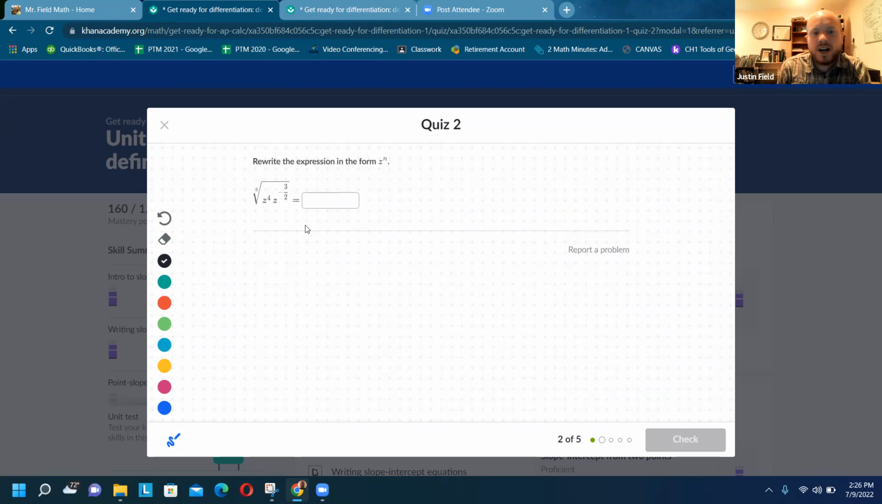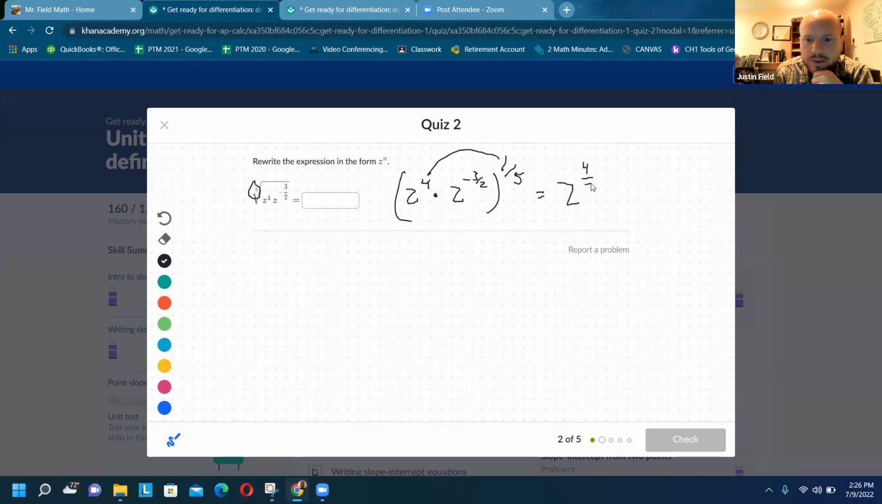Okay. Now this one, I think we're going to want to change it to the fraction form so that we can use our rules of exponents. So let's say z to the 4th times, I mean, there's more than one way to do it, but this is the way that I'm going to go. I'm going to make that 5th root into a 1/5, and then I'm going to multiply the exponents. So 1/5 times 4 is 4/5. And 1/5 times -3/2 is -3/10.